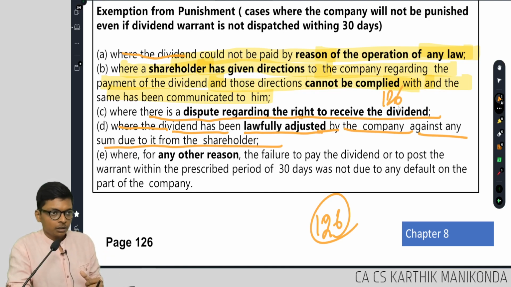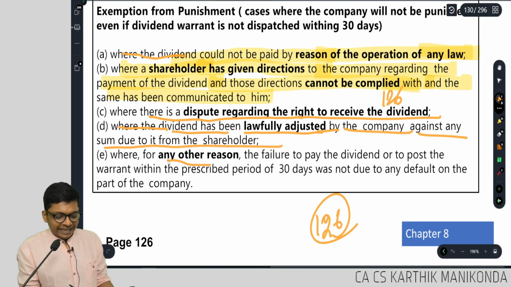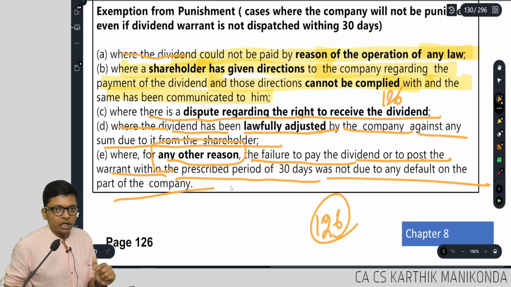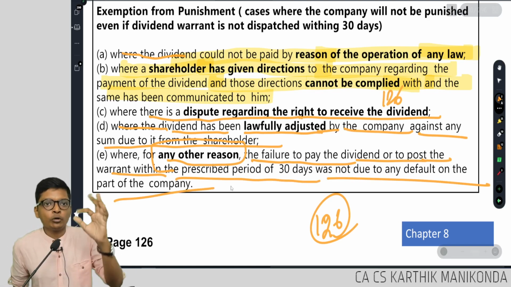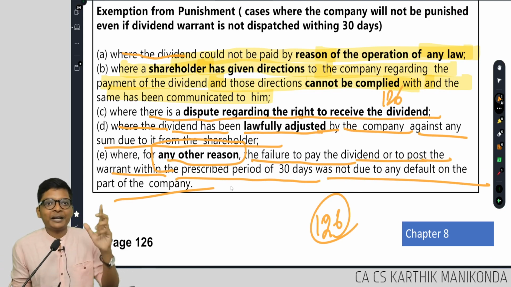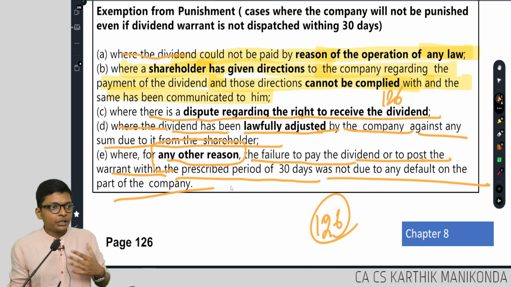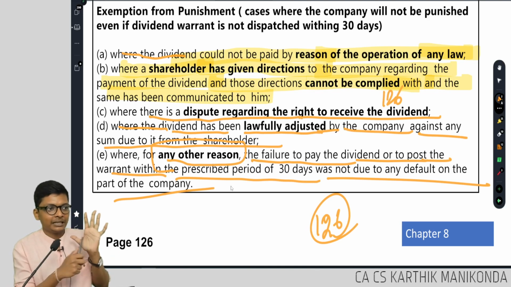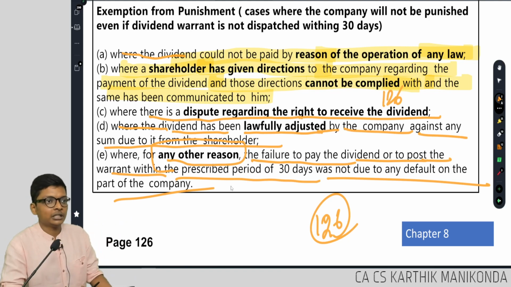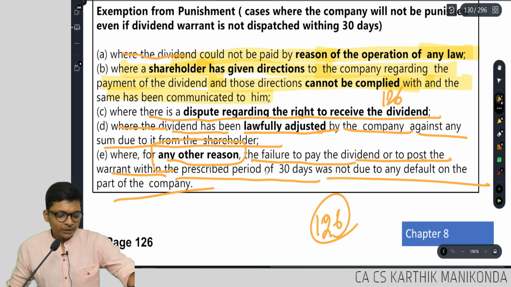Are you following? Or last point, any other reason, the failure to pay dividend or post the warrant within 30 days is not because of the fault of the company. For example, company posted, but you didn't receive. Whose fault? Postal department fault, not my fault. Then you can't penalize me. Are you following, guys? How to prove? When I send post acknowledgement, I posted on this day. You didn't get for 6 months. Go ask the postal department. Don't ask me. How will I know? Where will I go search? Are you following, guys?